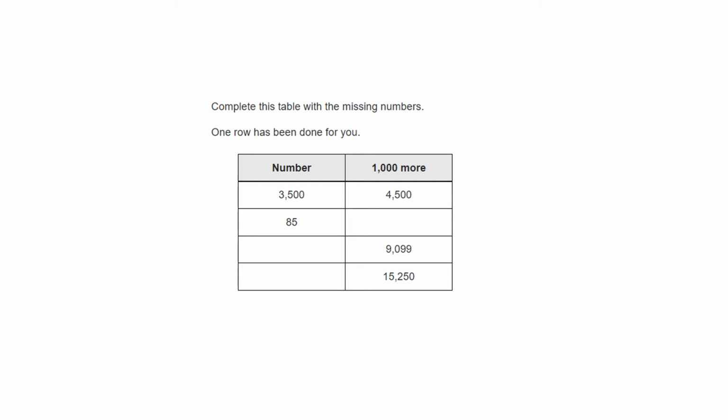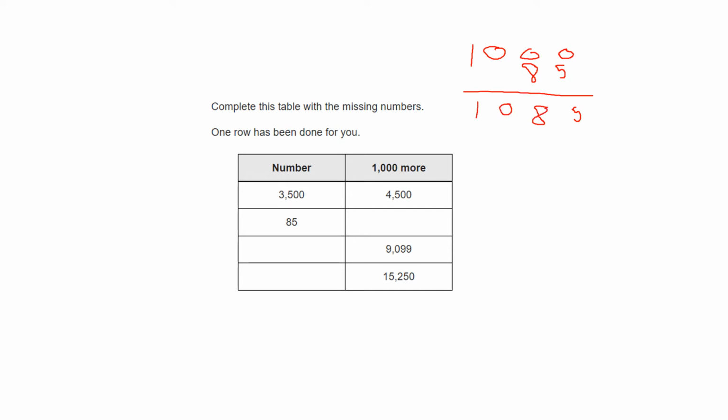Here we've got copy this table with the missing numbers. One row has been done for you. So we've got our original number and 1,000 more. Now luckily they've done the first one for you. This time I've got 85 and I need to do 1,000 more. So of course I'm going to do addition because more makes me think addition. Now I am going to put my 1,000 on top, 85 below, and of course I know that equals 1,085.